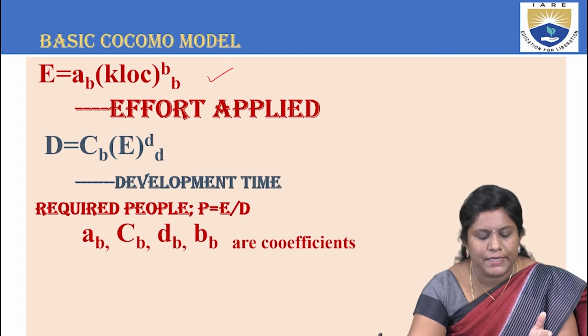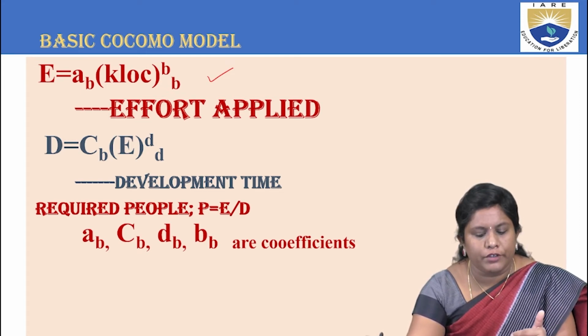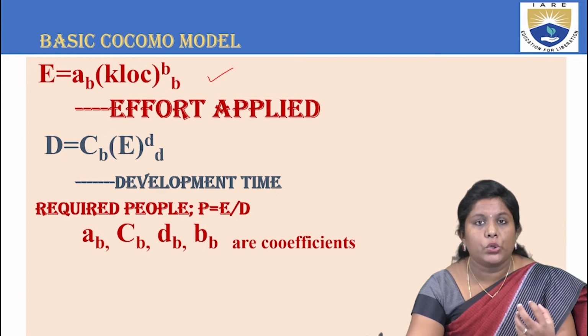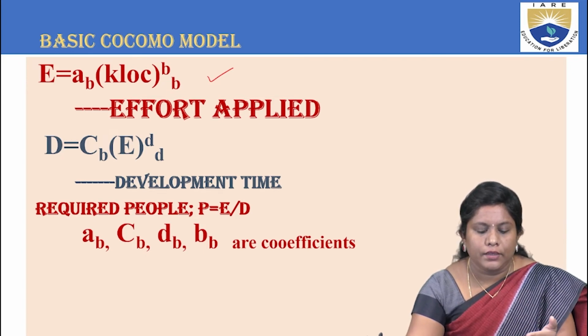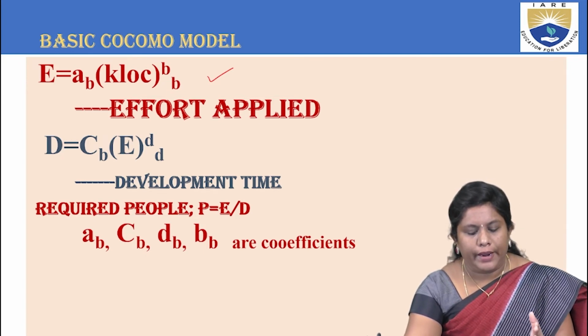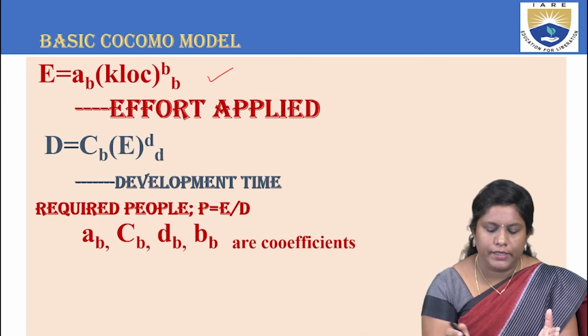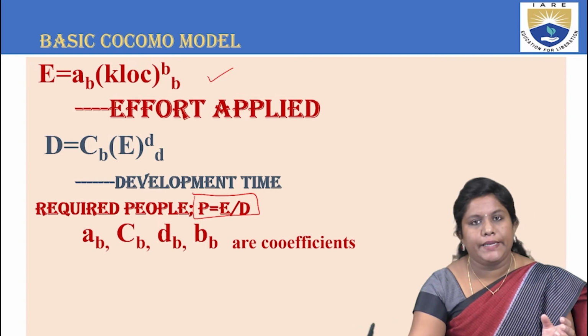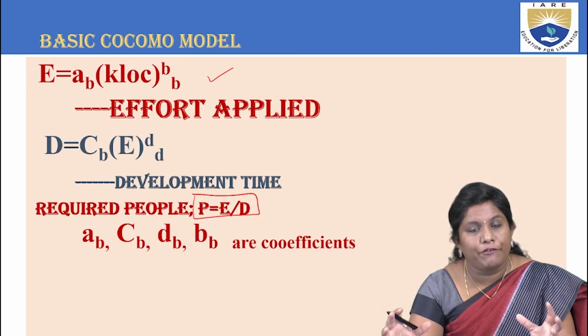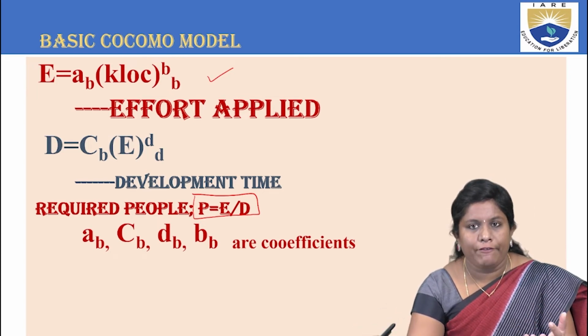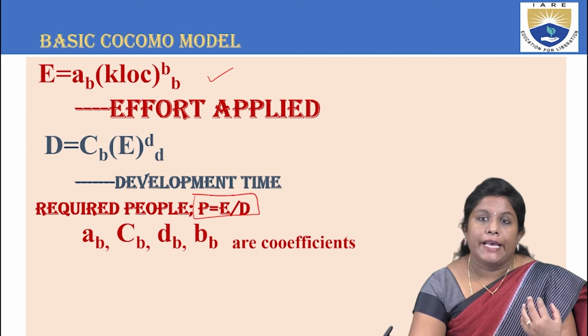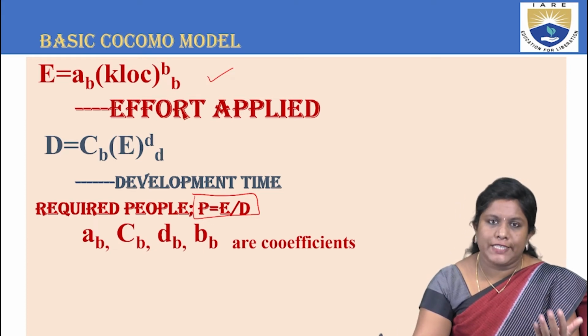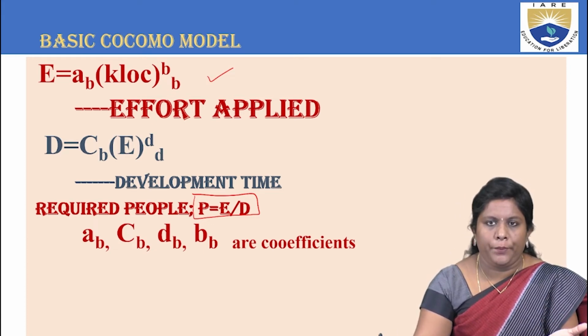Next, you have development time. It is D = CB times (E) to the power of DB. Once you have calculated the effort, you substitute that into the development time. And the required people is P = E by D. That is nothing but the effort divided by the development time. That gives us the required people, or the average staff size, for a particular project.